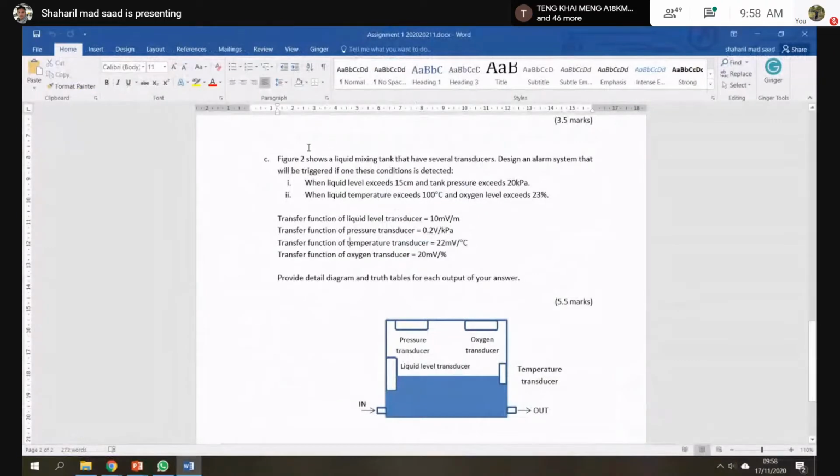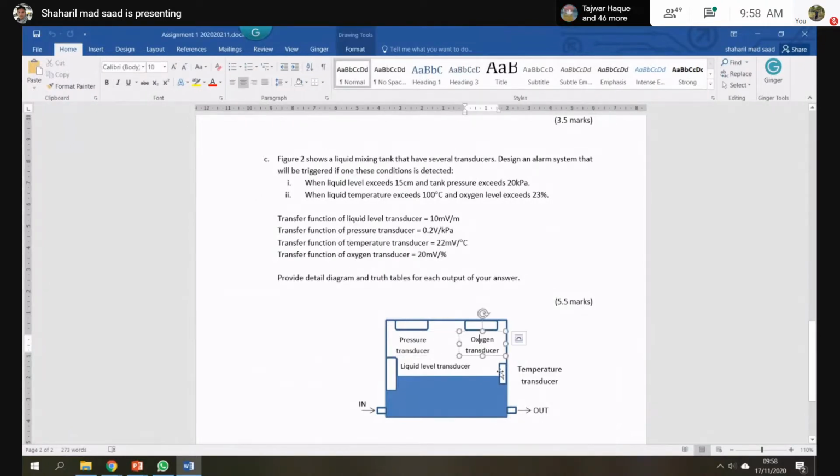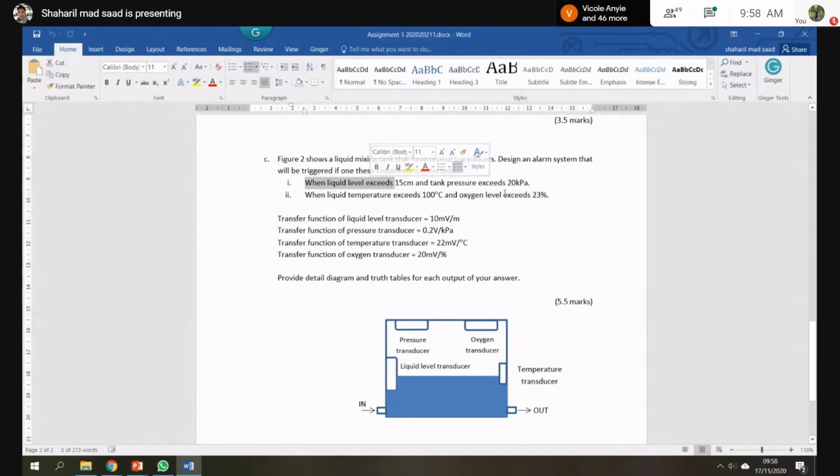Let's look at this comparator. Figure 2 shows below a liquid mixing system, a mixing tank that has several transducers. You have the pressure transducer, oxygen, temperature, and liquid. Wow, you have 4. Design a system that will be triggered if one of these conditions is detected. So if the liquid level exceeds 15 cm and tank pressure exceeds 20 kPa, that means both exceed.